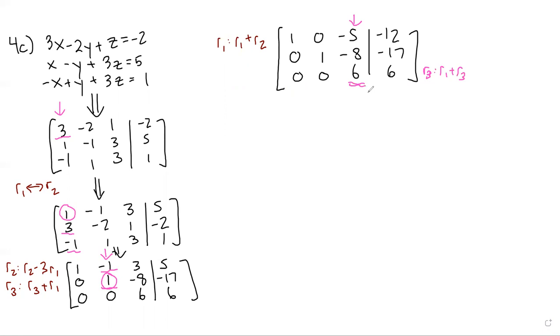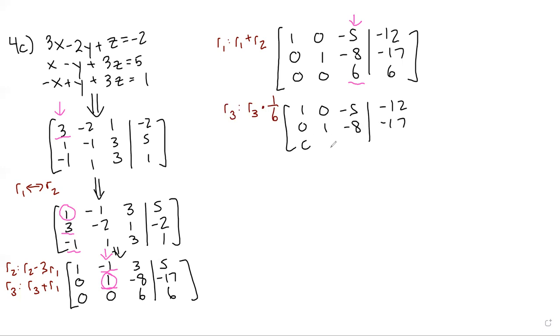In this case, really my only option is division, because I don't have any other rows to play with. I want rows below. I don't have any. So I am just going to divide by 6. And fortunately for this one, it's a pretty easy division for the whole row. So I'll do row 3 times a 6th. And 1, 0, -5, -12, 0, 1, -8, and -17. 0, 0, 1, 1. And that tells me z is 1, which is good.